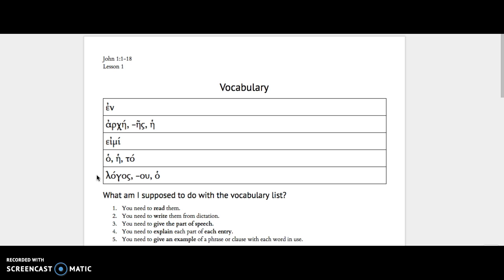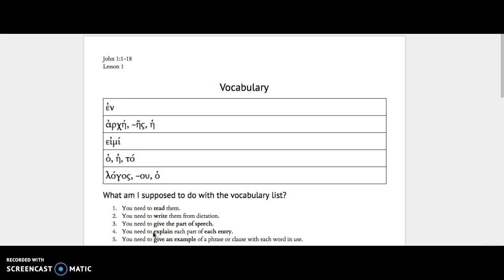The third thing you're supposed to be able to do with the vocabulary is to give the part of speech for each entry. So the first one is ἐν. Ἐν is a preposition. Ἀρχή is a noun. Εἰμί is a verb. Ὁ, ἡ, τό is an article. Λόγος is a noun. All right, let's do a little practice. Εἰμί, verb. Ἀρχή, noun. Ὁ, article. Ἐν, preposition. Λόγος, noun. Ὁ, article. Ἀρχή, noun. Εἰμί, verb. Ἐν, preposition.